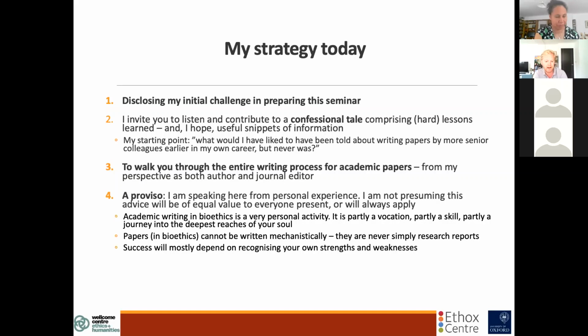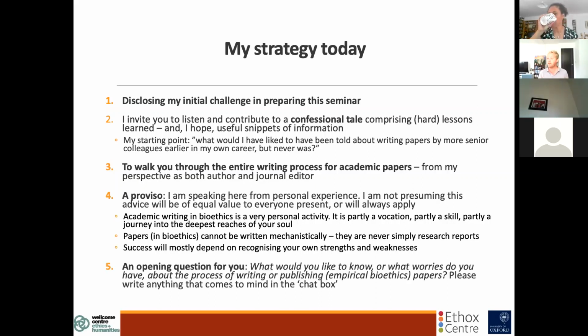I think it's also important to recognize that you can't really write these kinds of papers in bioethics mechanistically. You know, they're not research reports, a bit like perhaps a scientific report might be. You can't just take a skeleton and flesh it out with the same kinds of materials. Each paper's going to be telling its own story in its own unique way, and it needs care and attention, I think, because of that. In my view, success is about recognizing your strengths and weaknesses here and responding to them in the proper kind of way. So here's an opening question for you, just so it's not just a one-way conversation.